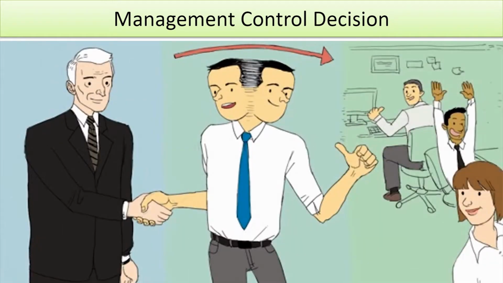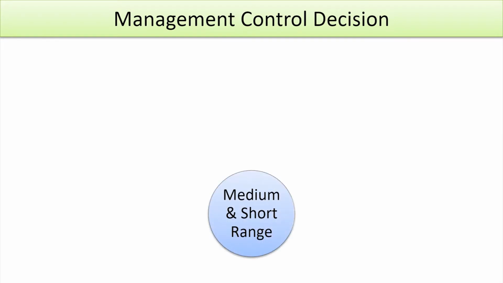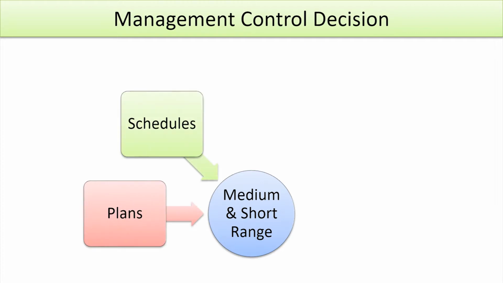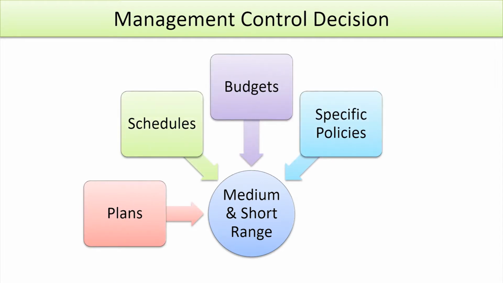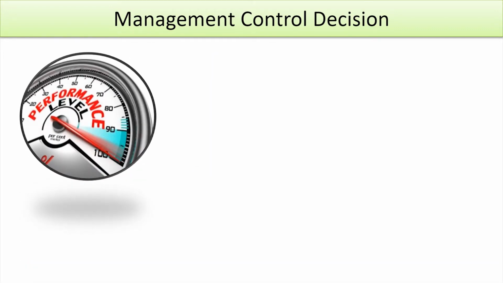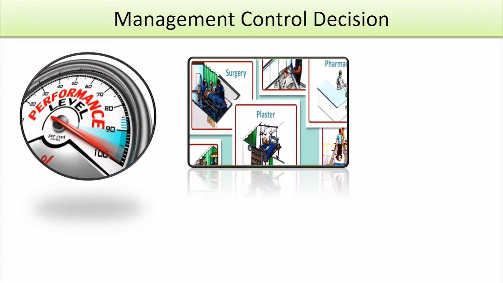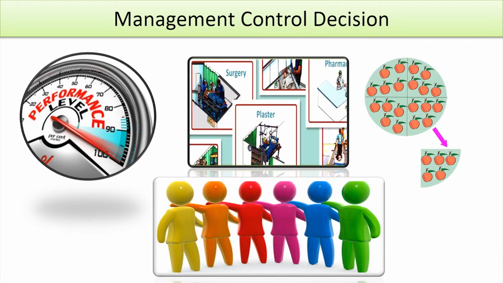Next is management control decisions. The management control level managers take this decision. These decisions are taken by the managers at the middle level who develop short and medium range plans, schedules, budgets, and specify policies, procedures, and business objectives for their subunits of the company, and allocate resources and monitor the performance of their organizational subunits, including departments, divisions, process teams, project teams, and other work groups.